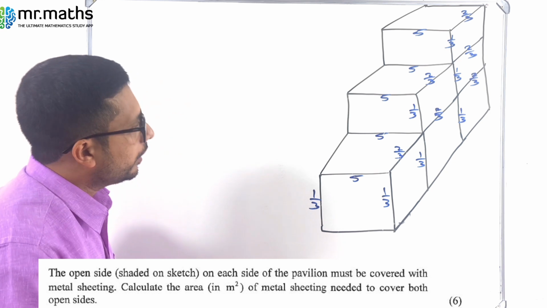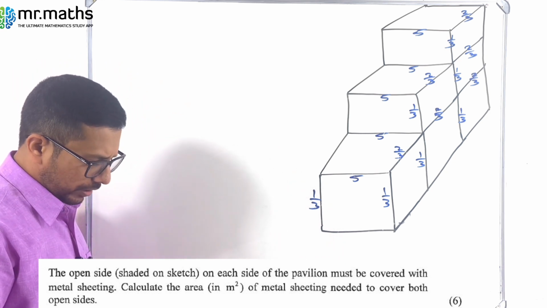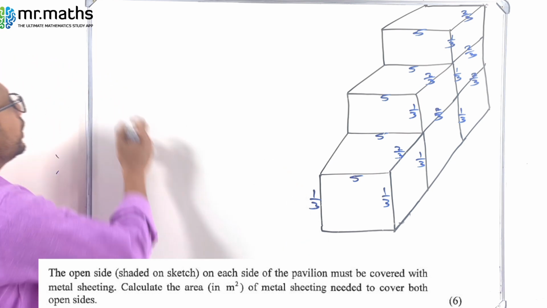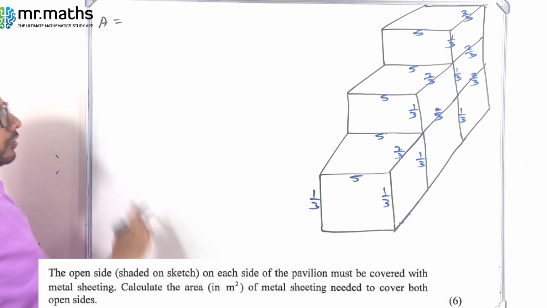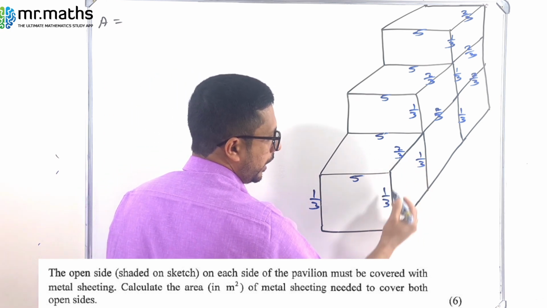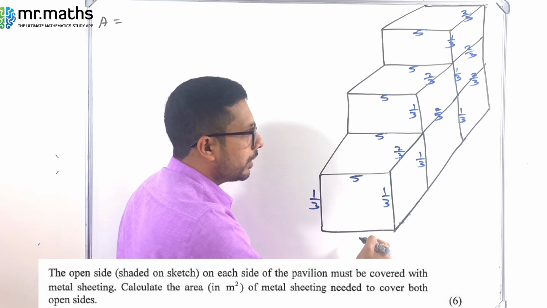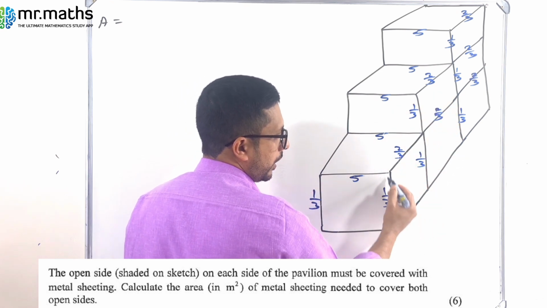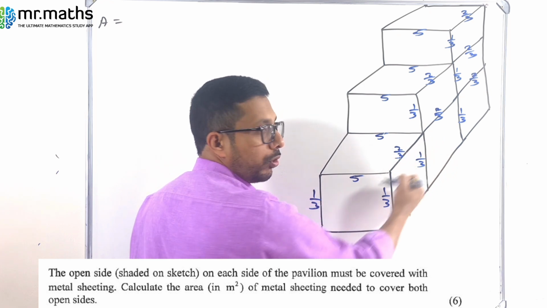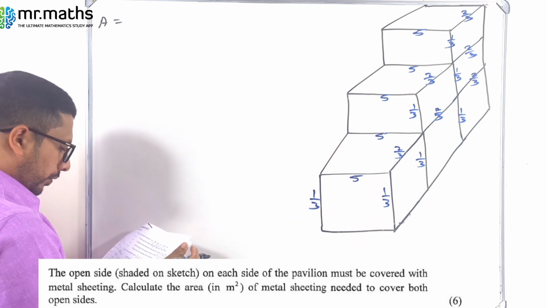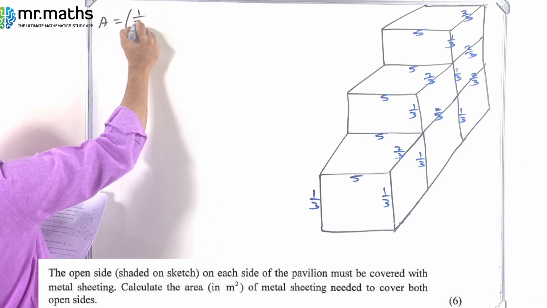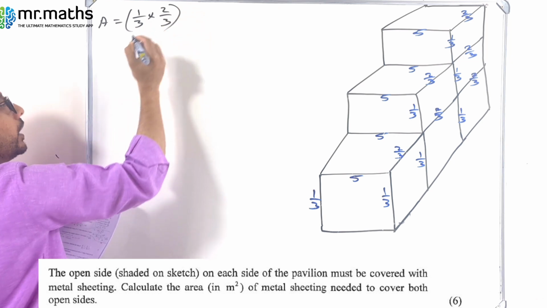Now let's start doing this. We have to find the area. So area is equal to, let's think about the first step, this side. Here is the area. This is a rectangle. Each block is a rectangle. So what is the height? 1 over 3. What is the breadth? 2 over 3. So what is the area? It is 1 over 3 times 2 over 3. That is the area of this part.